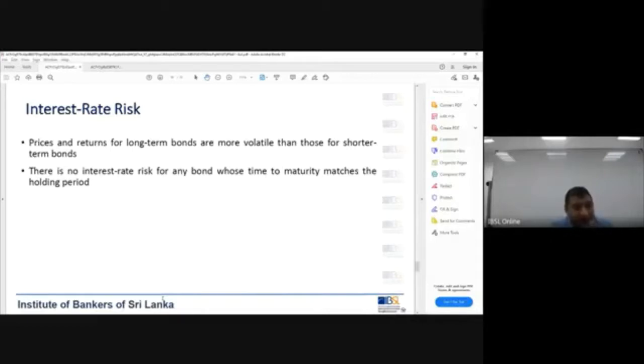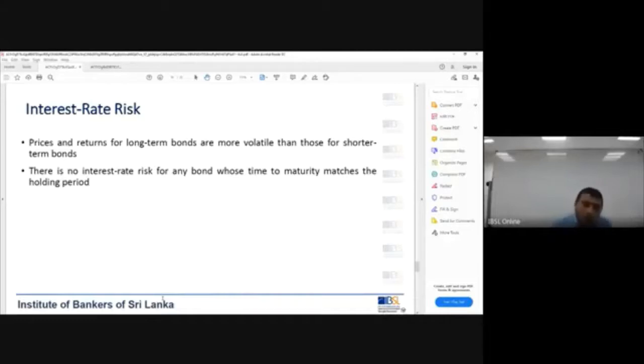Then there is no interest rate risk for any bond whose time to maturity matches the holding period. You neutralize this interest rate risk by taking out the possibility that you do any trade in the interim. So you buy today and you know maturity is 10 years, you don't do anything.